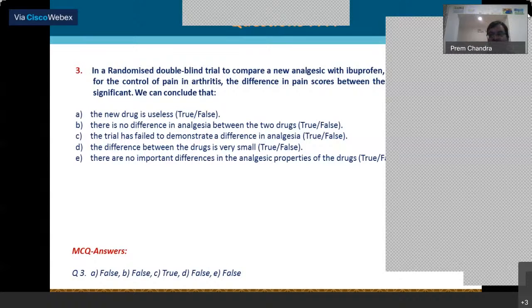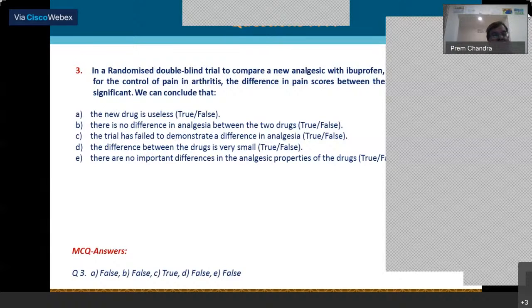The question C, which is the maximum number, I'm happy with that because this is the right answer. The trial has failed to demonstrate a difference in analgesia. Excellent. I am very happy with the response that I got. This shows that when you get a p-value which is not significant, it does not mean that there is no difference. The only thing that we can say is that there was not sufficient evidence to show that there was a difference, but we cannot say that there was no difference.